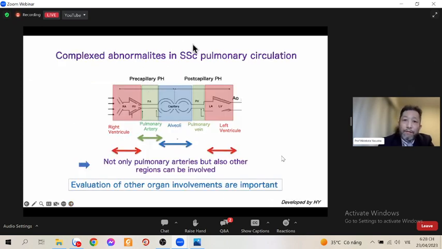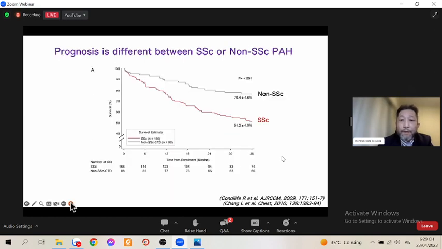Also in scleroderma, complex abnormalities in pulmonary circulation can be observed. Many patients have not only pulmonary artery involvement, but also lung and heart involvement, and also pulmonary vein involvement. So not only pulmonary arteries, but also other regions can be involved. So evaluation of other organ involvement is important. Based on these backgrounds, the prognosis of SSc-PAH is much poorer than non-SSc-PAH.